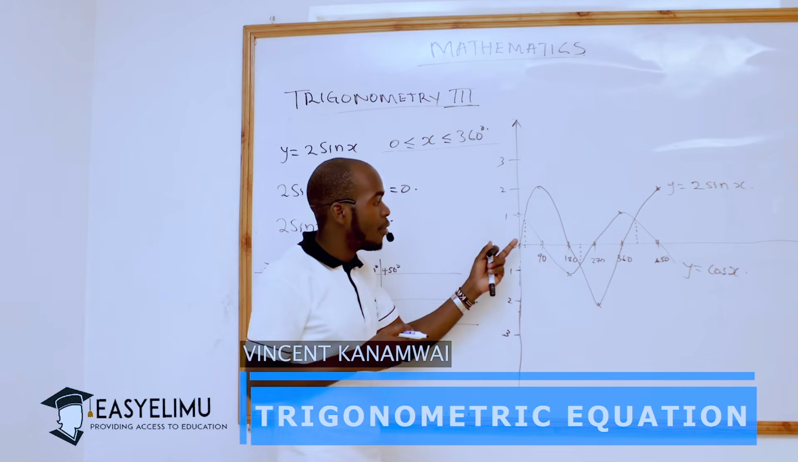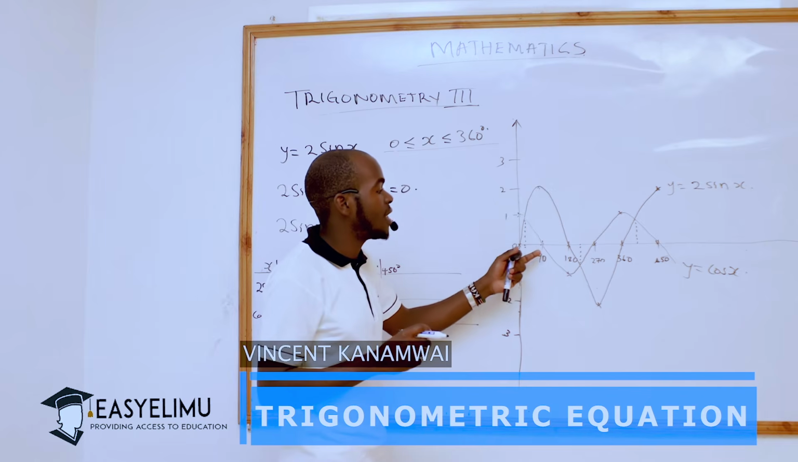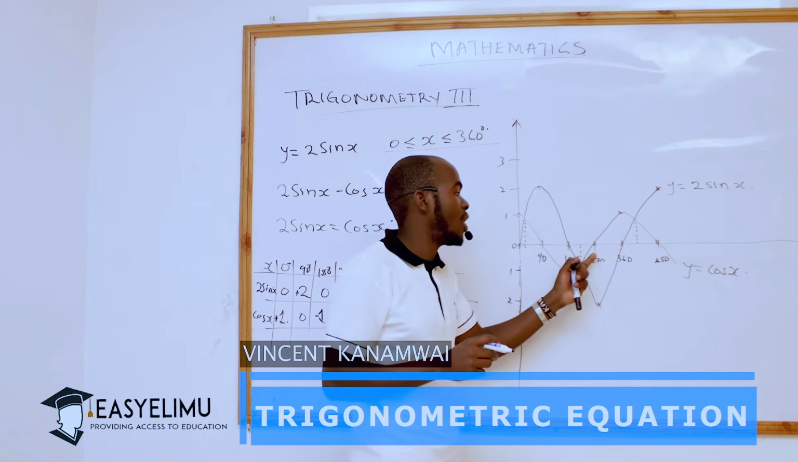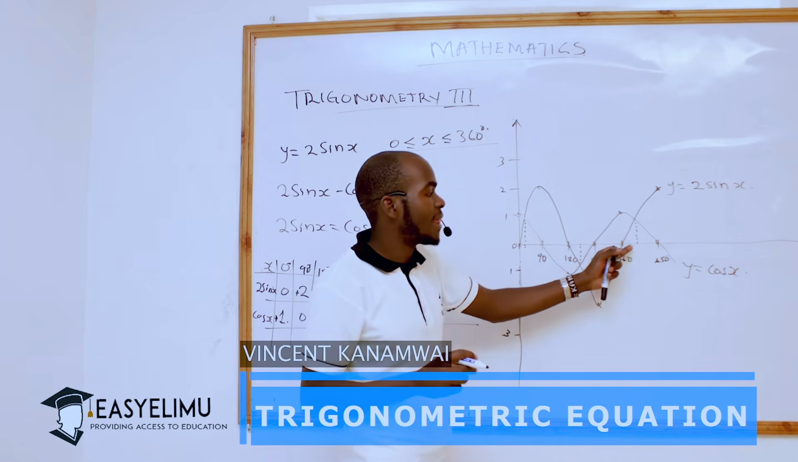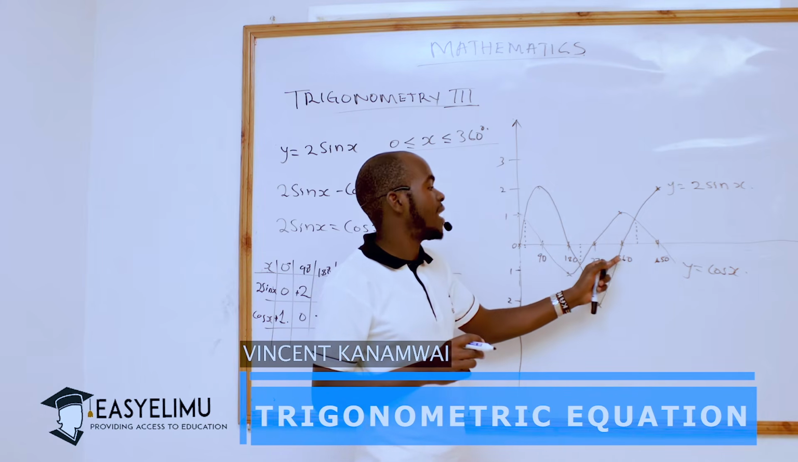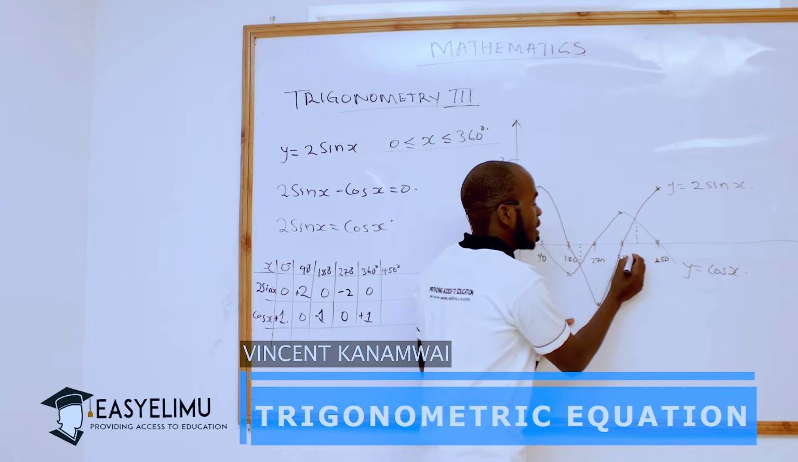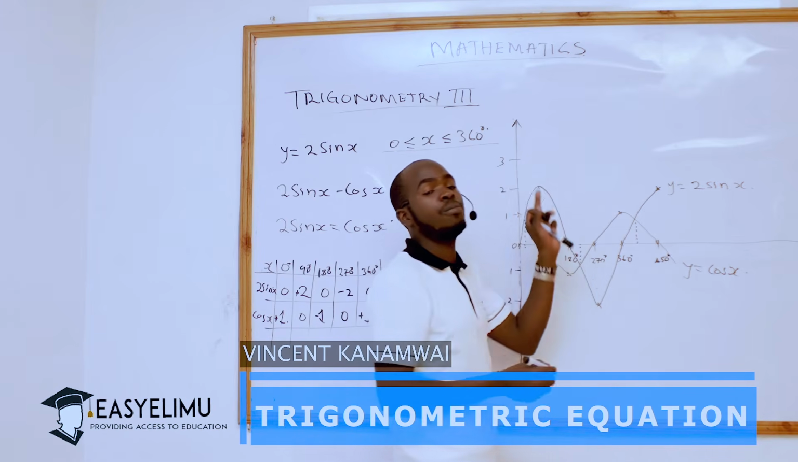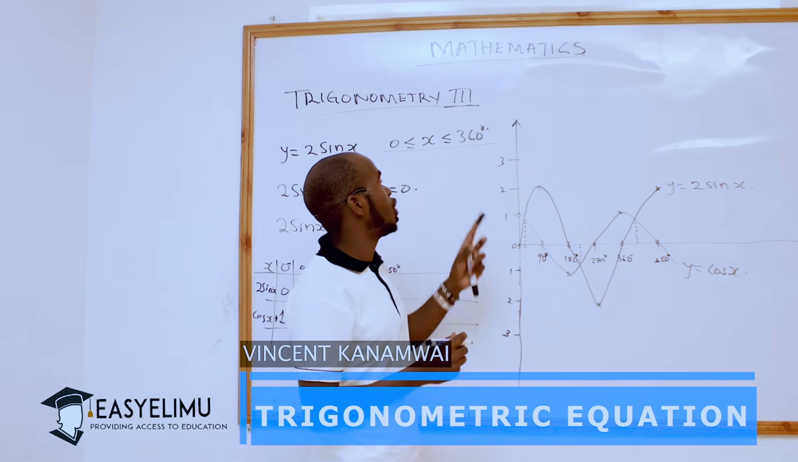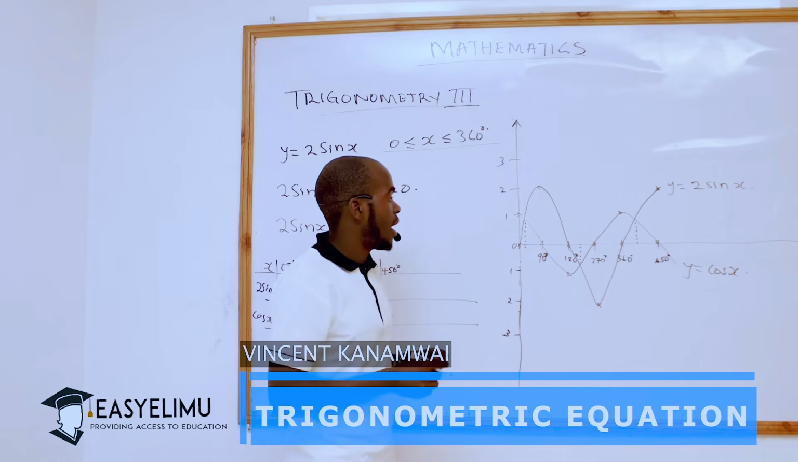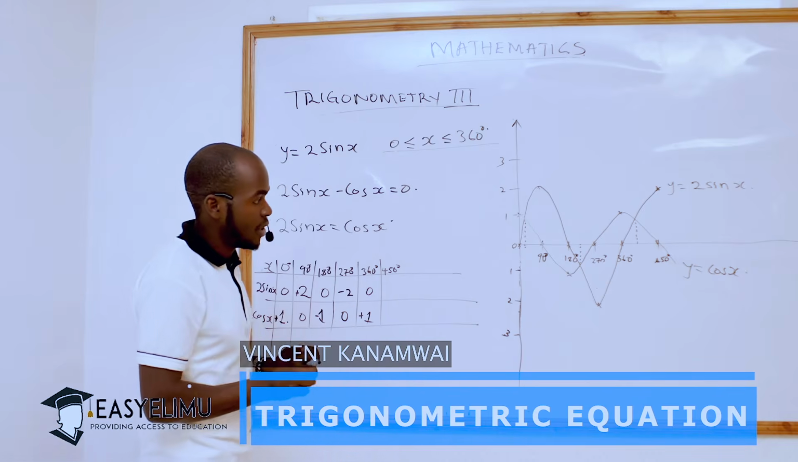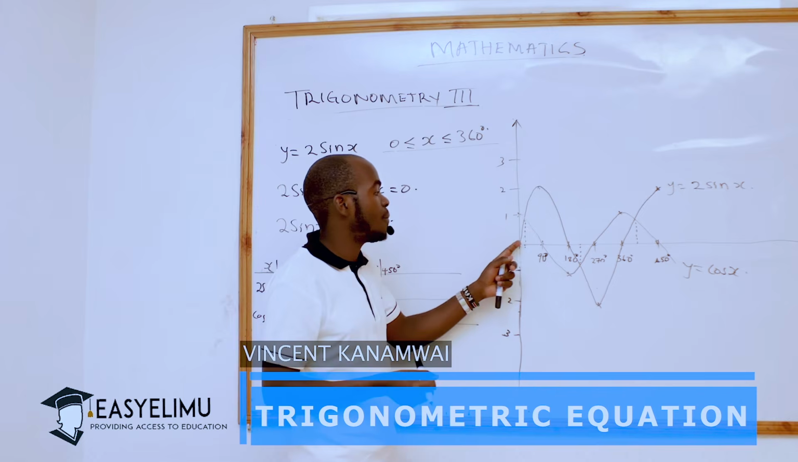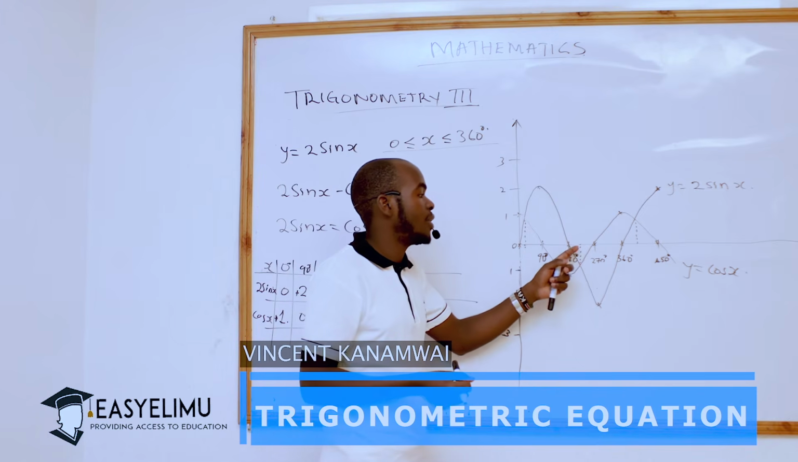For instance, here we have the first point which is less than 90 degrees and another which is less than 270 degrees, but the third is above 360 degrees. So we shall not consider that because it's beyond our interval here. And in that case, it means we are going to pick only two points, the first point here and the other point here.